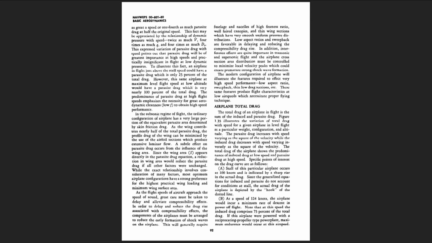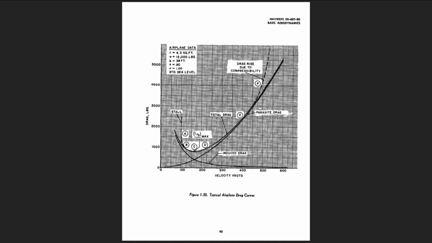Airplane total drag. The total drag of an airplane in flight is the sum of the induced and parasite drag. Figure 1.35 illustrates the variation of total drag with speed for a given airplane in level flight at a particular weight, configuration, and altitude. The parasite drag increases with speed, varying as the square of the velocity, while the induced drag decreases with speed, varying inversely as the square of the velocity.